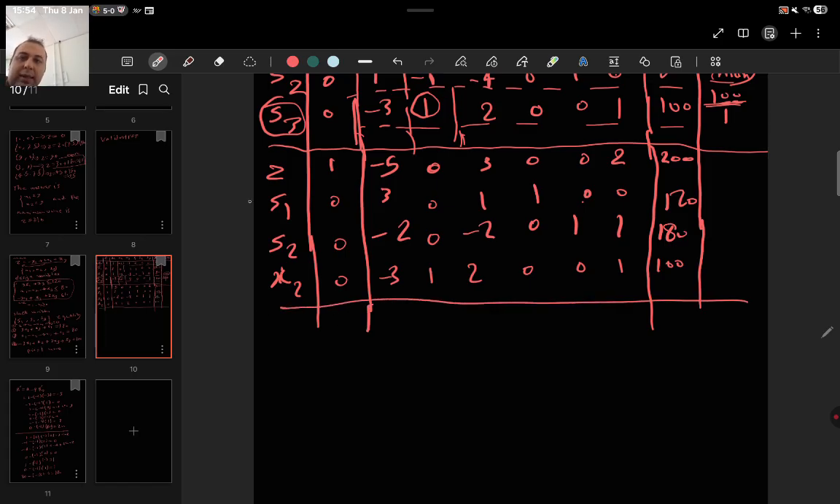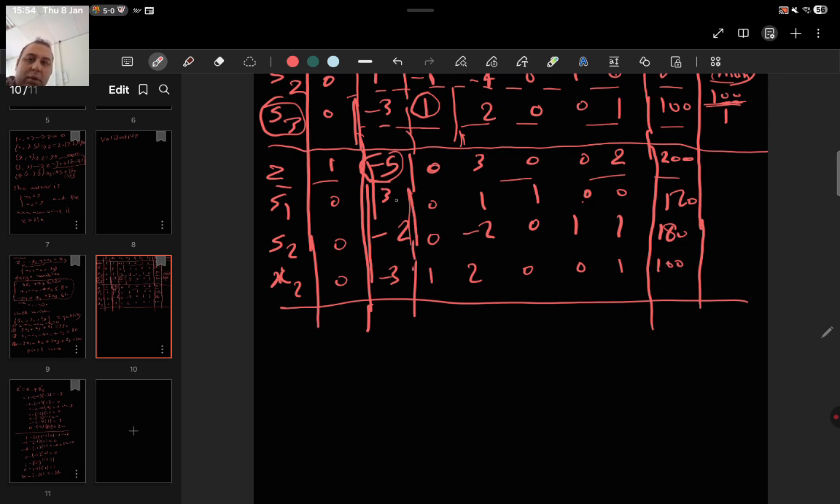Okay, look at the z. Do we have minus? Yes, we have minus. So which one is the maximum minus? Only this, right? So this is our pivot.